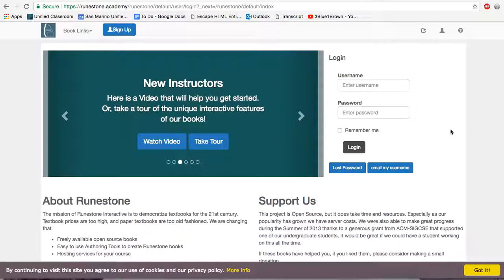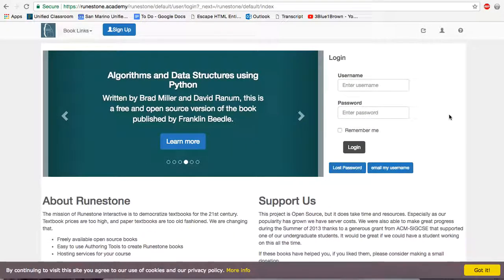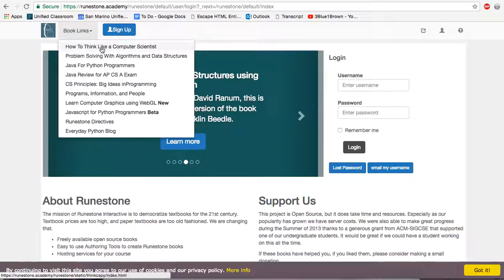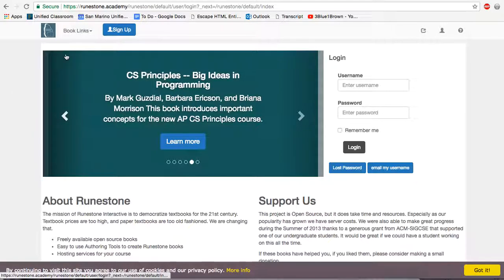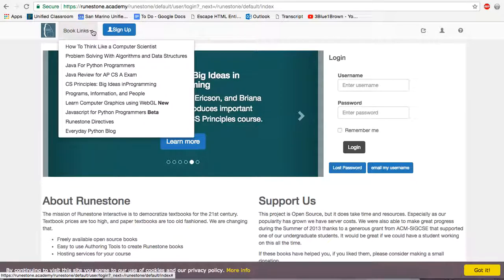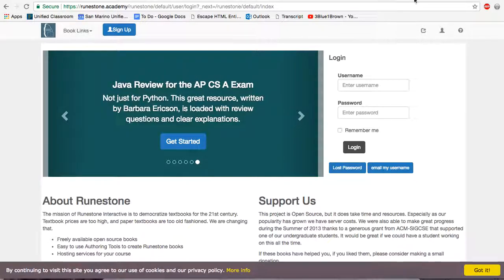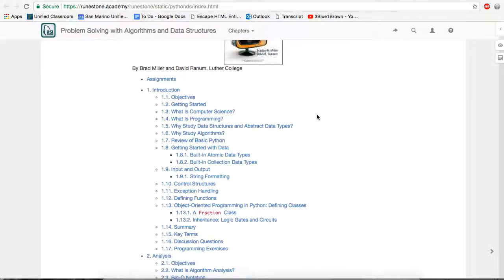So as our first exposure to computer science, we should have gone over how to think like a computer scientist, and the basics of how computer programs function. Now what I want you to do is come to this same platform, Runestone Academy. You do not need to make an account. What we want is Problem Solving with Data Algorithms and Data Structures. If you click on that, it'll take you here.